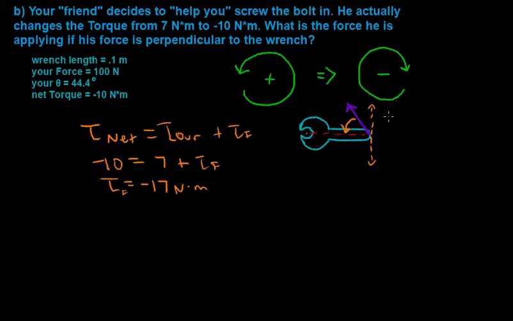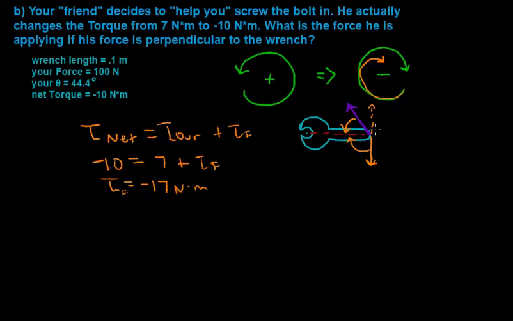But now we have to make sure that our friend's vector is in such a direction that it will give us a negative torque, where when we curl our fingers in, our thumb will be pointing away from us. That will actually be his vector pointing downward, because we want our fingers to curl this way so that we get a negative torque, and we do that by curling our fingers this way toward the length of our wrench.